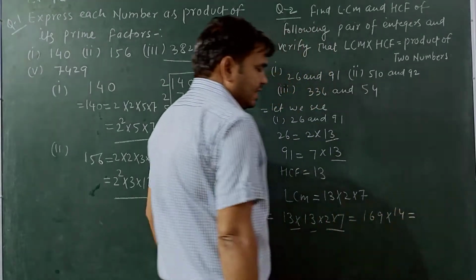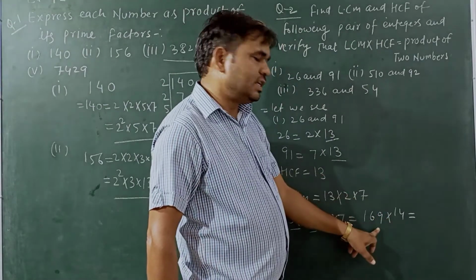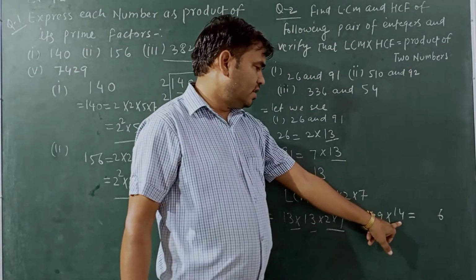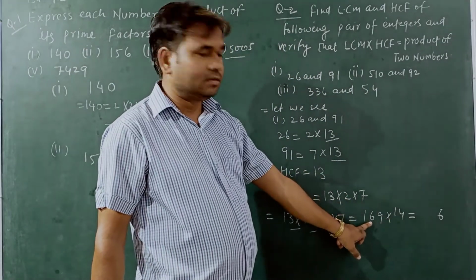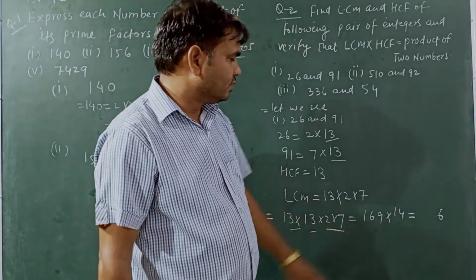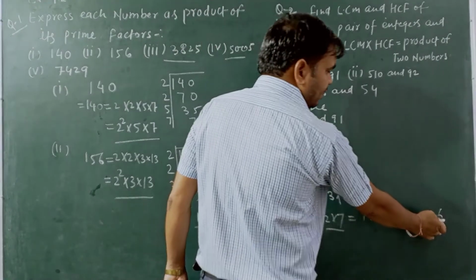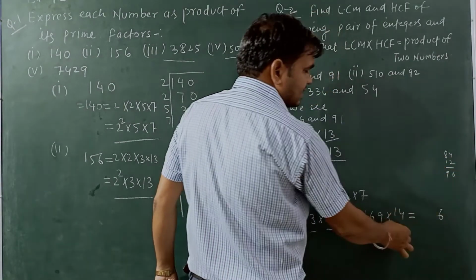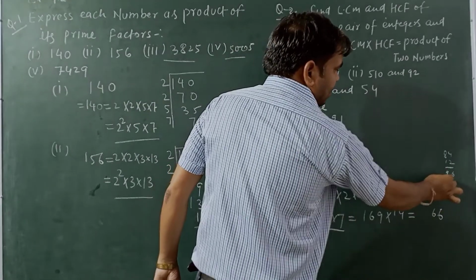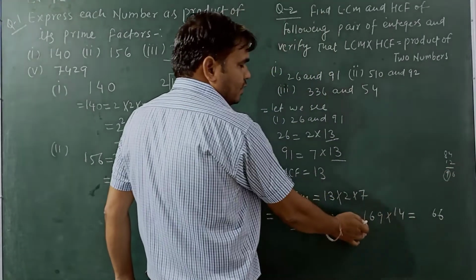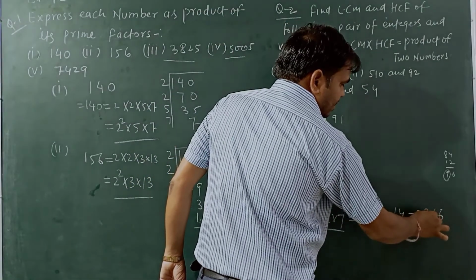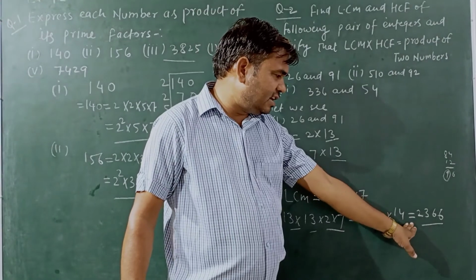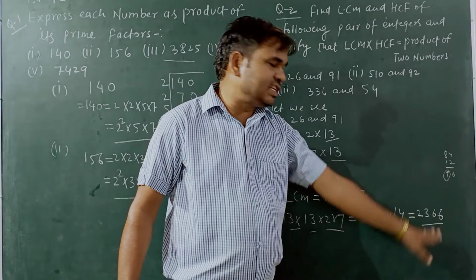So here we multiply 14 with 169. 14 times 9 is 126, that is 6 and 12 carry; 14 times 6 is 84, 84 and 12 is 96, that is 6 and carry 9; and 14 times 1 is 14 and 9 is 23. So that is the product of HCF and LCM: 2366.